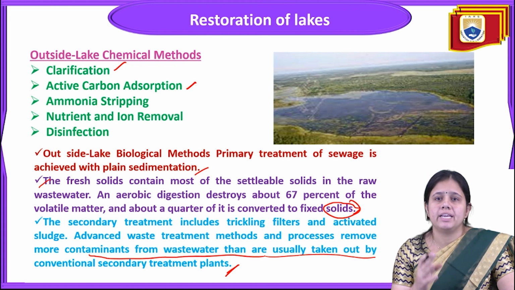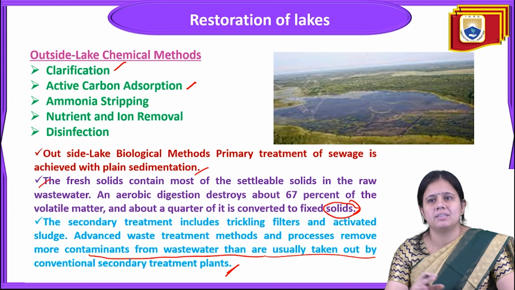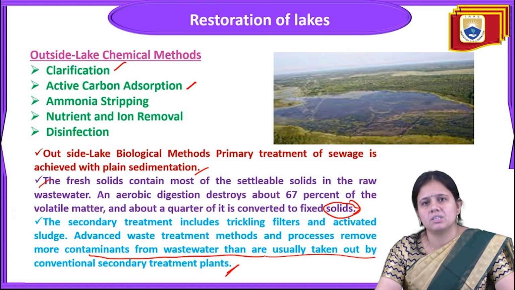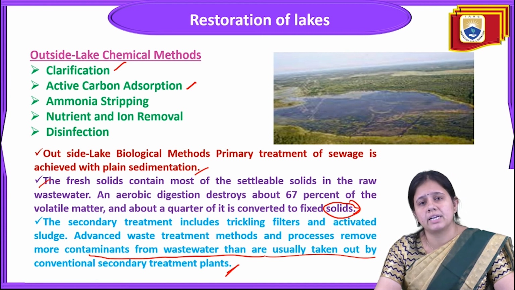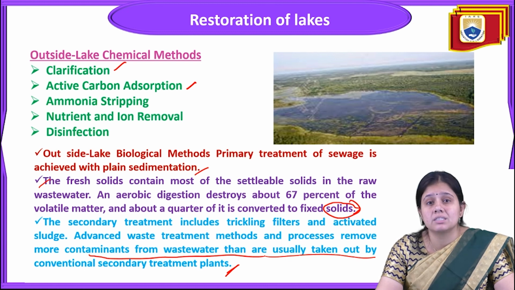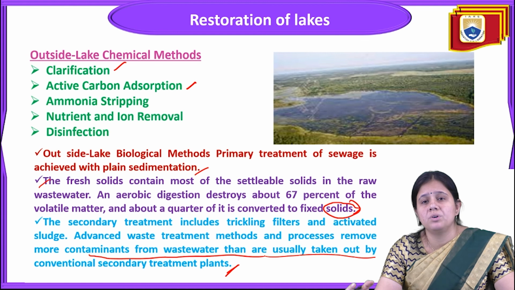So first of all, it will involve the biological method. Primary treatment of sewage is with plain sedimentation. Next, in secondary treatment, the settleable solids in the raw wastewater, during digestion, destroy about 67% of the volatile matter, and a quarter of it is converted into fixed solids. The secondary treatment process includes, as we have already discussed, the trickling filter and activated sludge methods. These are the advanced treatment methods and processes that remove contaminants from the wastewater which are usually taken out by a conventional secondary treatment plant.